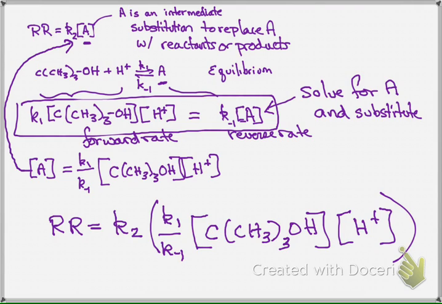Now, just to finish this up so it looks more like a rate law you've seen before, they usually rewrite this as reaction rate equals K. Notice no subscript. That's the combination of K2 times K1 divided by K minus 1. Okay, so let's say K times the concentration of the first reactant times the second, like that.